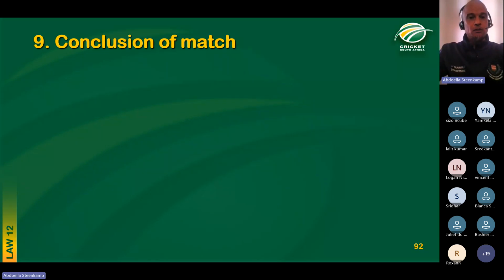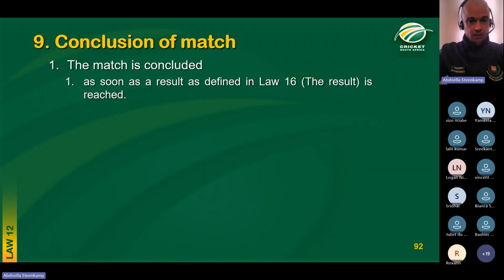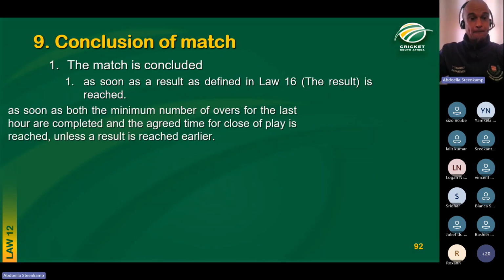When is the match concluded? When is the match at an end? The match is concluded, firstly, as soon as the result is reached. And we will get to the result in Law 16. Tom will handle it later this evening. Example, South Africa needs to score 305 to win in their second innings. They get to 305, let's say, for the loss of 4 wickets. So as soon as the score 305 is reached, the match is then concluded. The match is at an end.